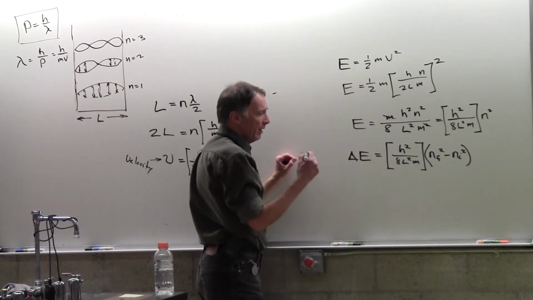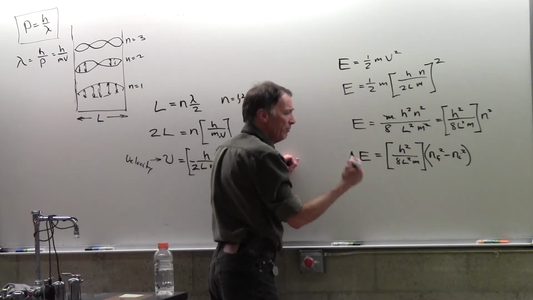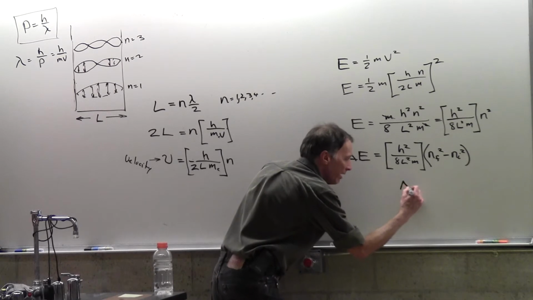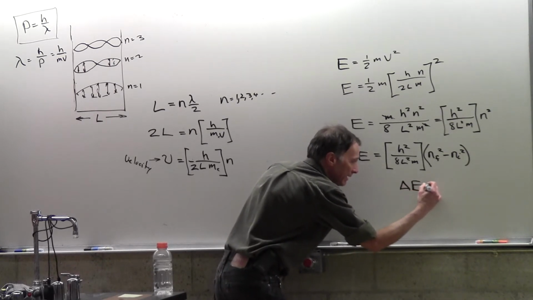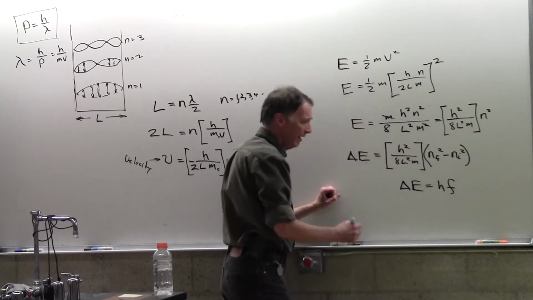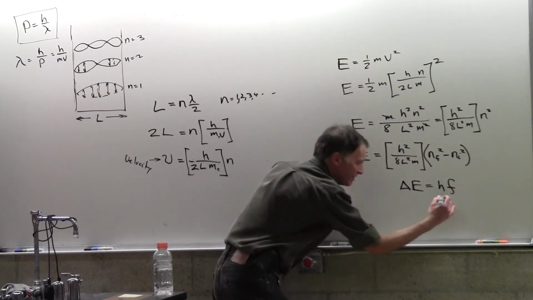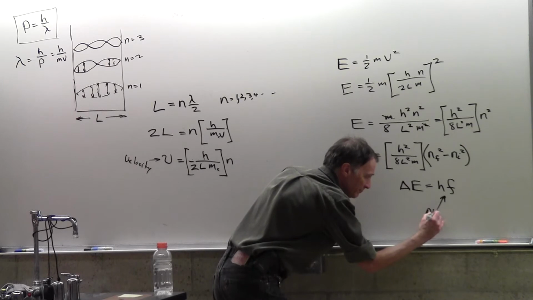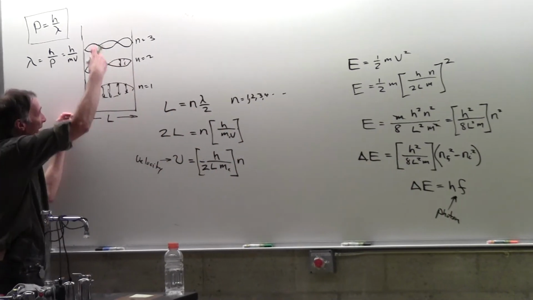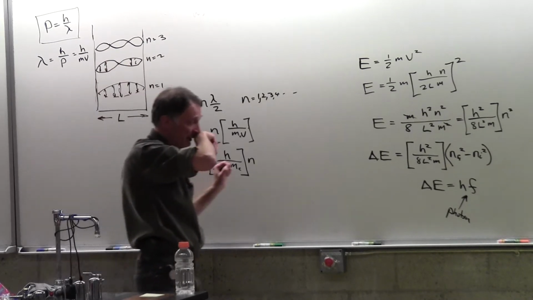Now, what energy of photon either gets emitted or absorbed depends on this. This delta E will be equal to Planck's constant times the frequency of that photon. So this is the photon. All this other stuff was related to the energy, and the energy stored with the electron.